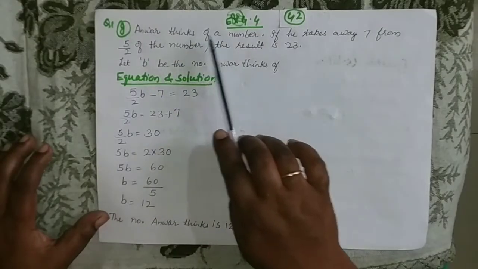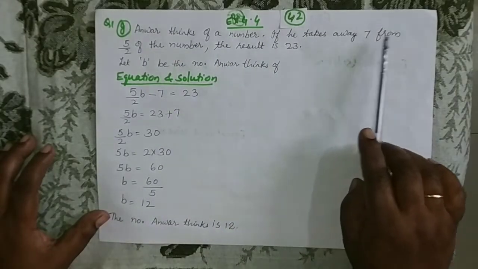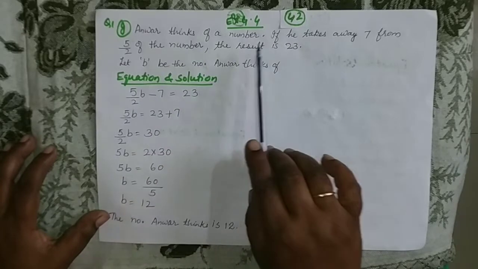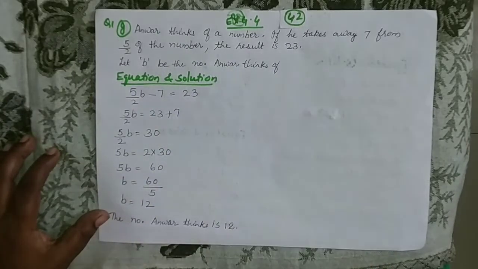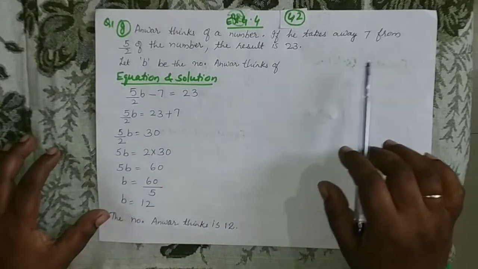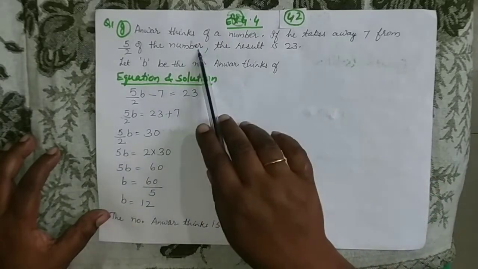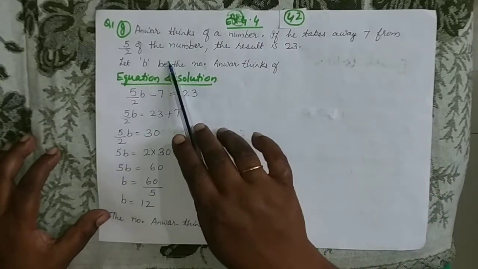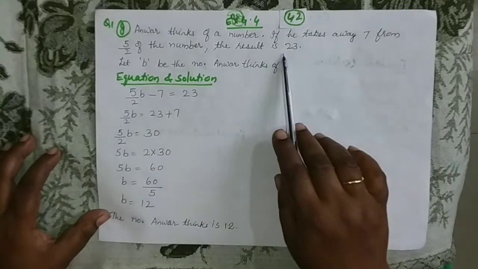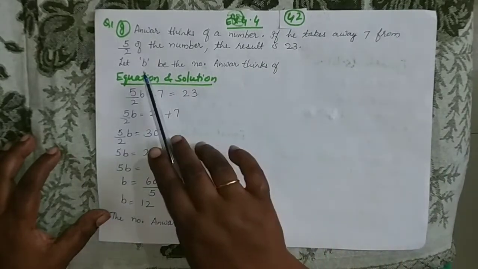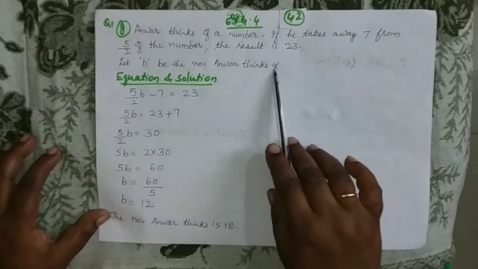Now G, Anwar thinks of a number. If he takes away 7 from 5 by 2 of the number, the result is 23. Anwar is thinking of a number. If he takes away 7 from 5 by 2 of the number, that means 5 by 2 of the number minus 7. Then what will we get? 23. We assume let B be the number Anwar thinks of.